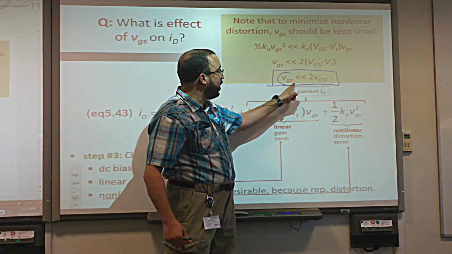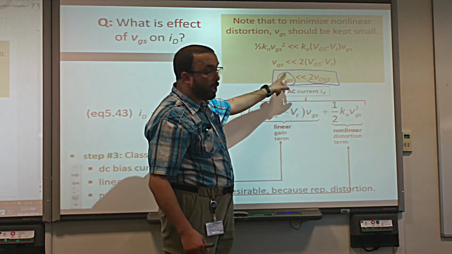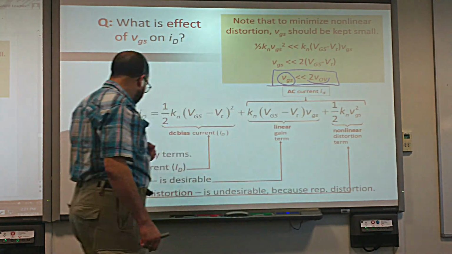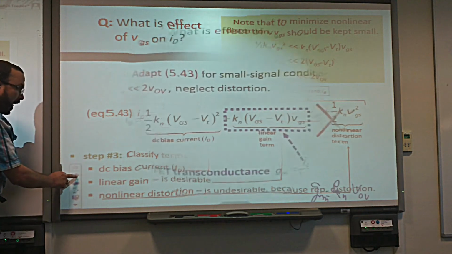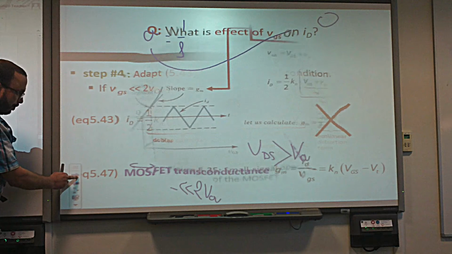This is the AC voltage. AC voltage means variation, peak to peak. It has to be less than 2V overdrive. That's what I wrote there. So these are a quick refreshment of what we did.